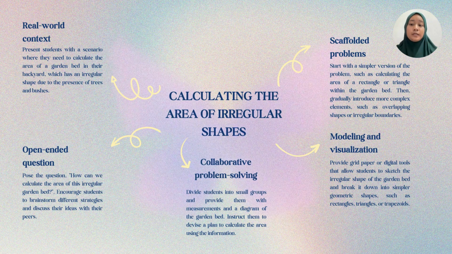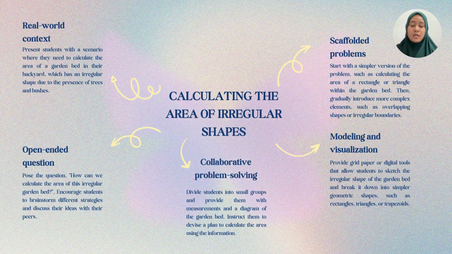This encourages students to brainstorm different strategies and discuss their ideas with their peers. For the next part, divide students into small groups and provide them with the measurements and a diagram of the garden bed. Instruct them to devise a plan to calculate the area using the information. So this example is based on collaborative problem solving.